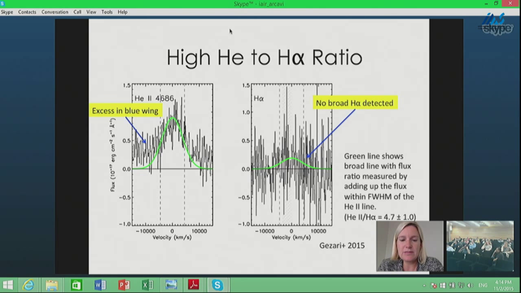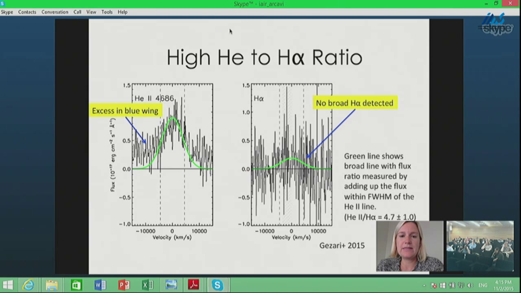But we really don't see a line. But I did integrate the flux between the dashed lines for both lines and took their ratio, and I get a ratio of 4.7 plus or minus 1.0. So I use that as the lower limit on the helium-2 to H-alpha ratio. We really don't see any broad H-alpha, and it's at least greater than 5.